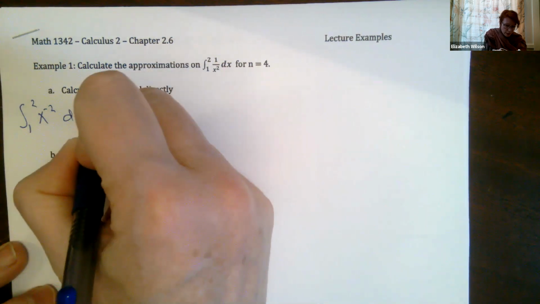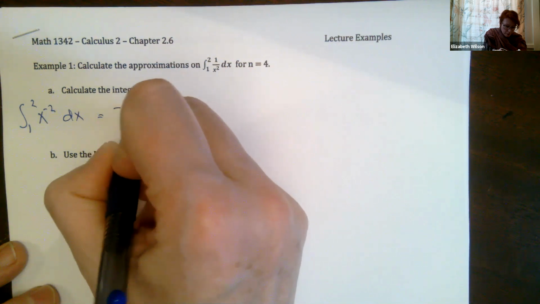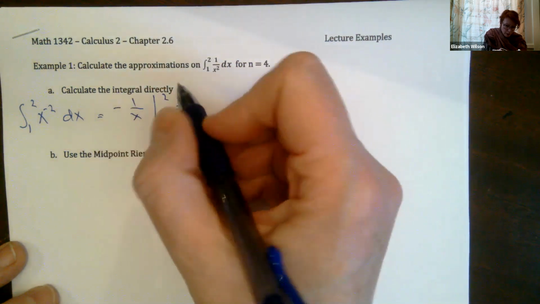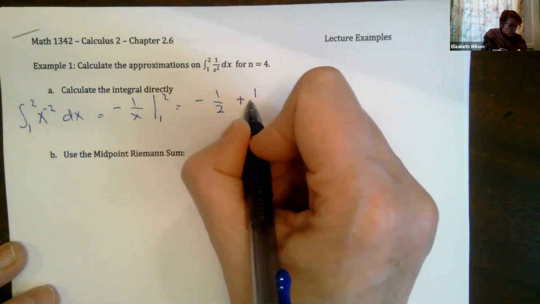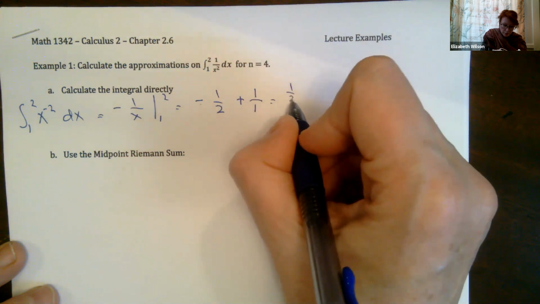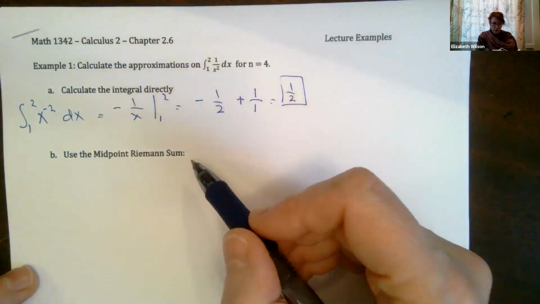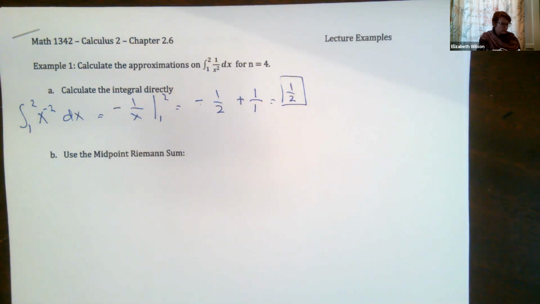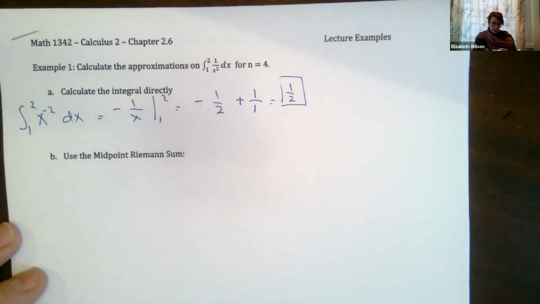So when I go to integrate this, what am I going to get? I'm going to get minus 1 over x from 1 to 2, which is minus 1 over 2 minus a minus 1 over 1. So this is minus 1/2 plus 1, which is equal to 1/2. Okay, so just like doing a direct integration, we're going to compare our answers to this one here.